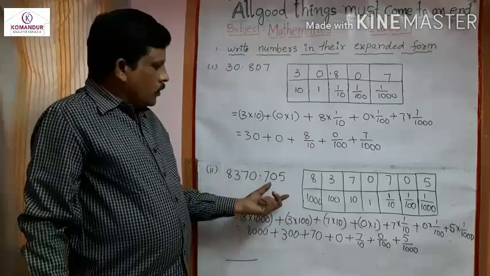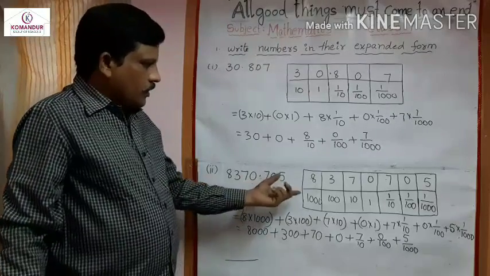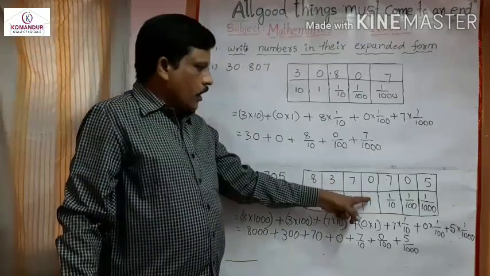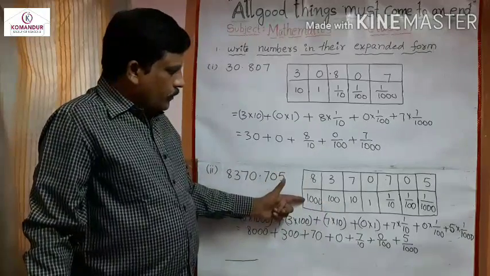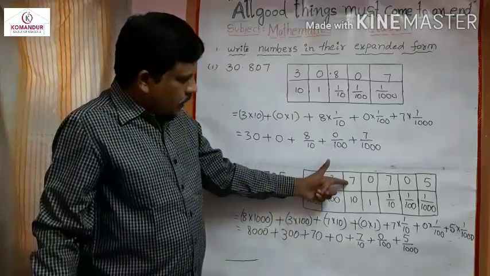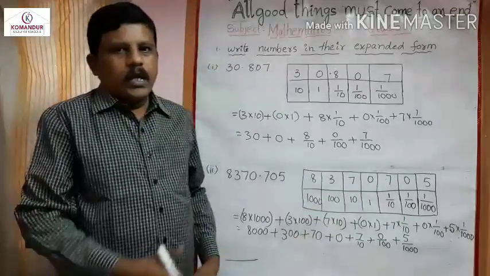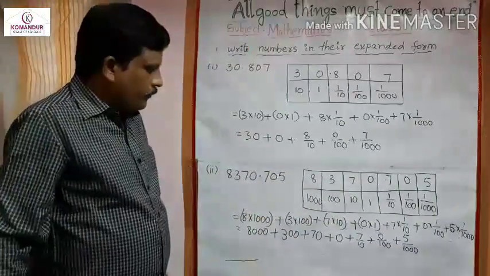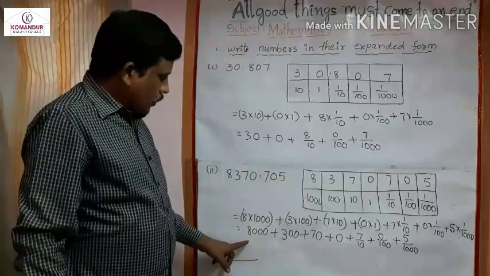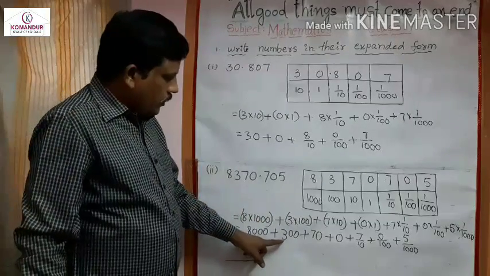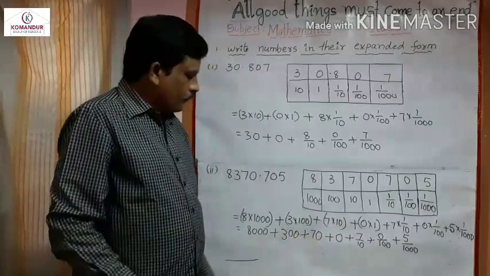So first you prepare the table: units 1, 10, 100, 1000. 8 into 1000 plus 3 into 100, 7 into 10, 0 into 1. Like that we get the expanded form. Suppose this is given and they ask for the number: here it is 8, 3, 7, 0.